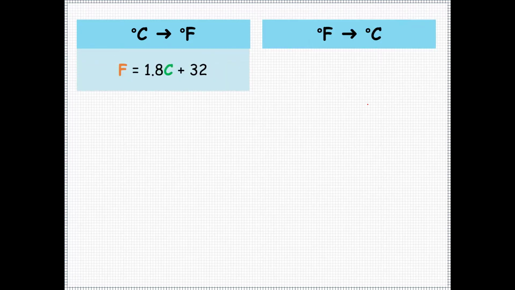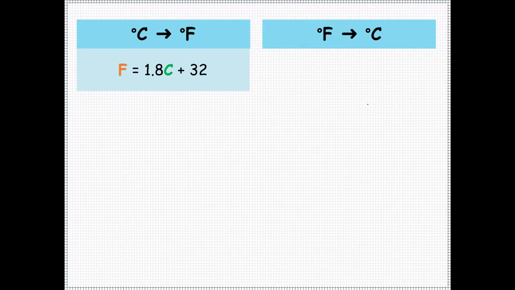And why this is very important: because you have to remember this if you want to change from Celsius to Fahrenheit or Fahrenheit to Celsius. Look at this. If you want to change from degree Celsius to degree Fahrenheit, it is equal to 1.8 multiplied by Celsius plus 32.